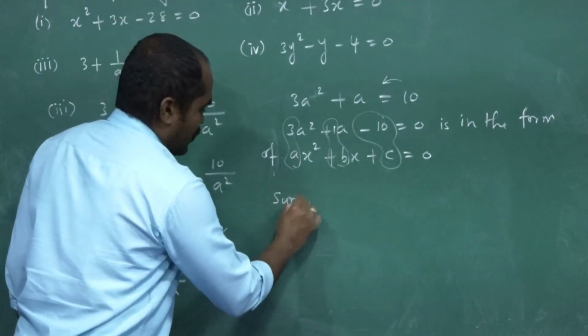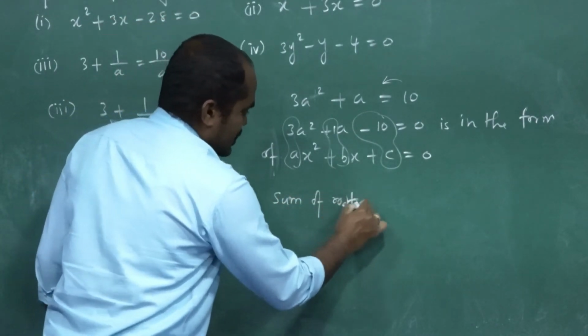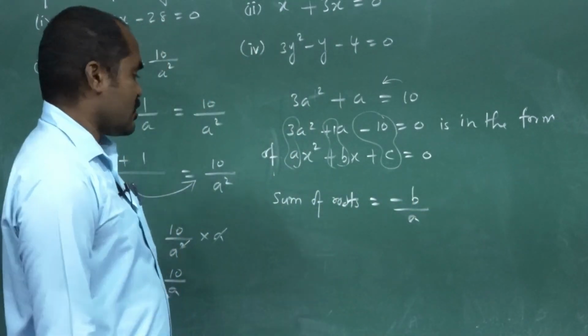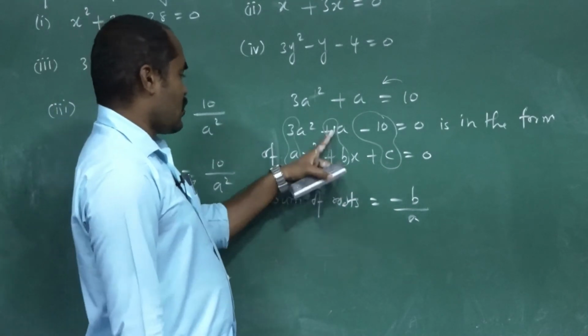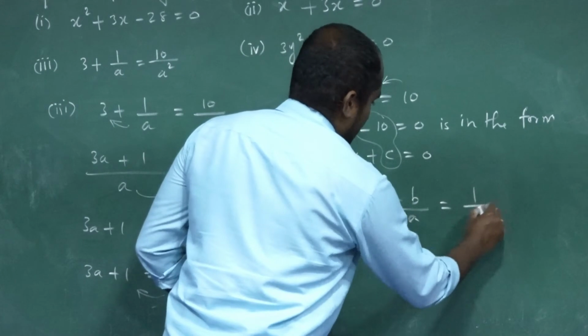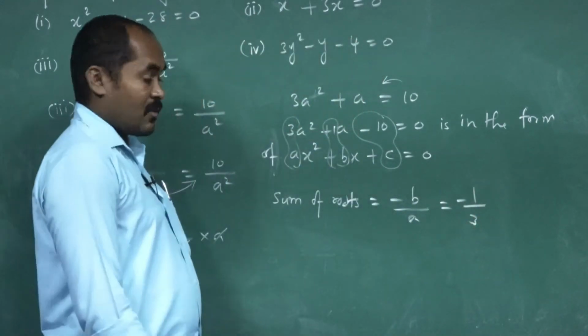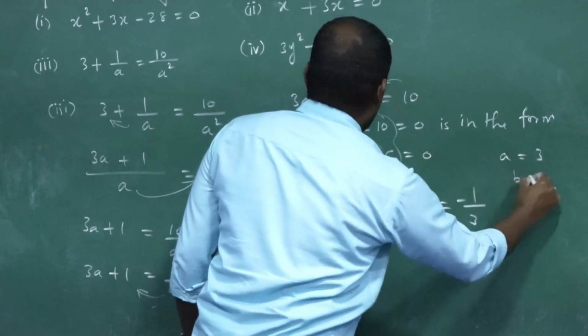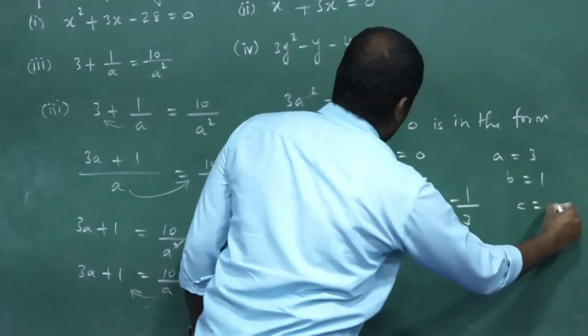So the sum of roots is -b/a. You know the sum of roots is -b/a. b value is 1, a value is 3. So this is equal to -1/3, because a = 3, b = 1, c = -10.